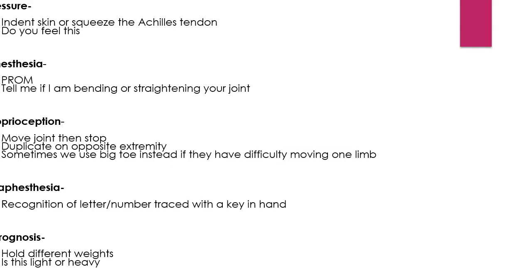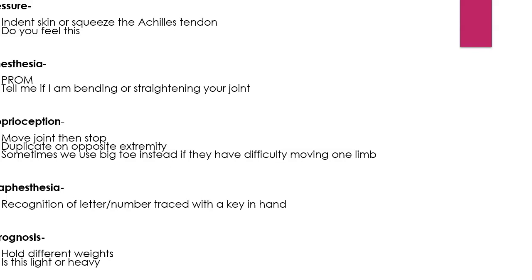For proprioception, we move the joint into a certain position and then we stop. We often do this with the big toe. And you want to, again, do both extremities, the unaffected extremity, and then the impaired extremity. Sometimes they're both impaired, and you're trying to see, which, if either, have good sensation. Sometimes we use the big toe.